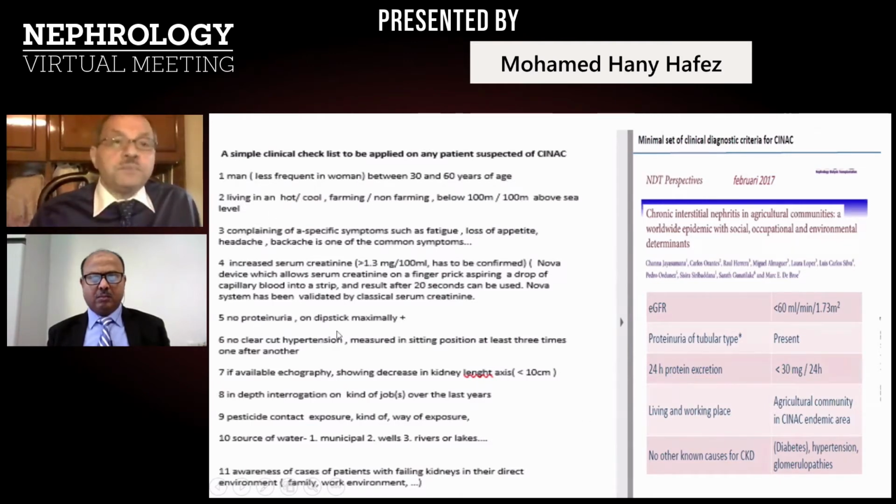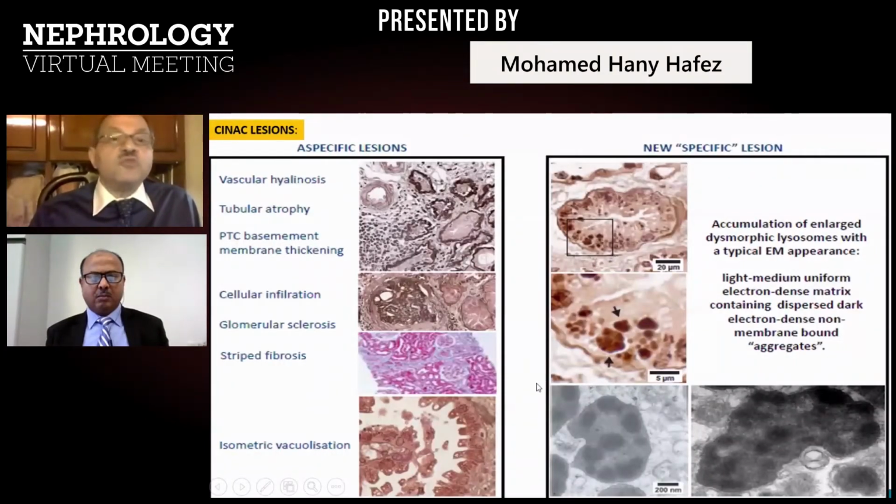And if you take a biopsy for this, you will find, as I mentioned to you, a picture very similar to calcineurin toxicity: vascular hyalinosis, tubular atrophy, cellular infiltration, striped fibrosis, which is very important for calcineurin, isometric vacuolization, and accumulation of enlarged dysmorphic lysosomes, typical by electron microscopy.